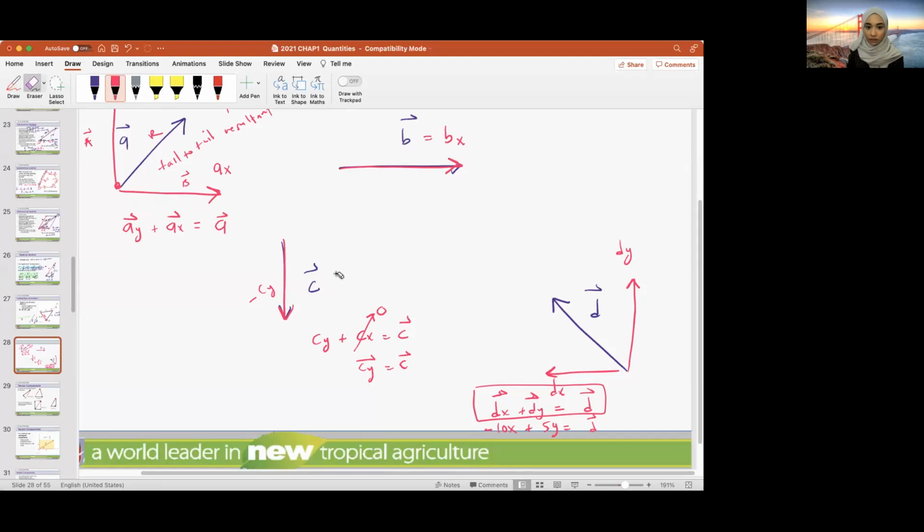Okay. So nanti next class, we will talk more on these components and how to add these components.